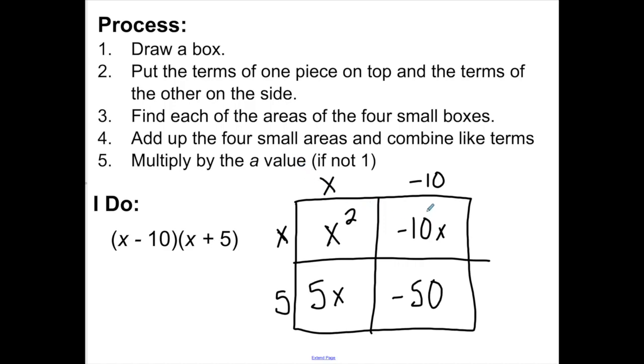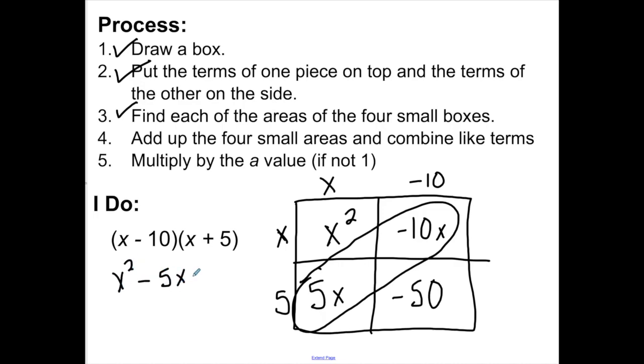Now I need to combine like terms, right? So I've got my box, I've got my terms, I've got my areas, and now I need to add up and combine like terms. So these are the like terms, -10x and 5x. -10x plus 5x equals -5x. So you get x squared minus 5x minus 50. This would be your final answer because the a value is equal to 1.